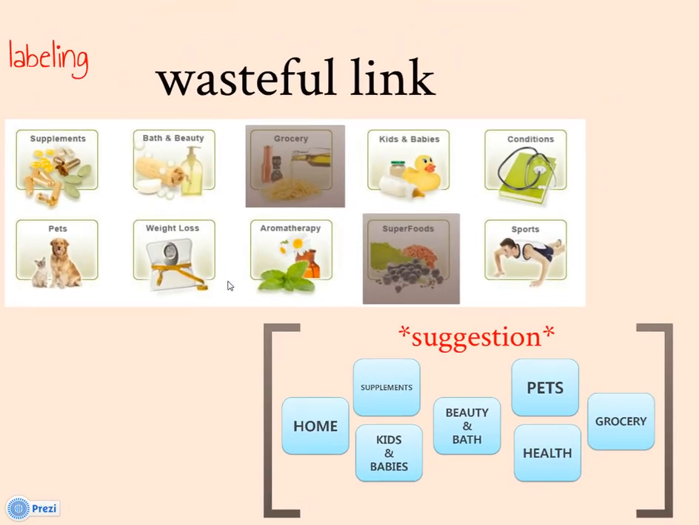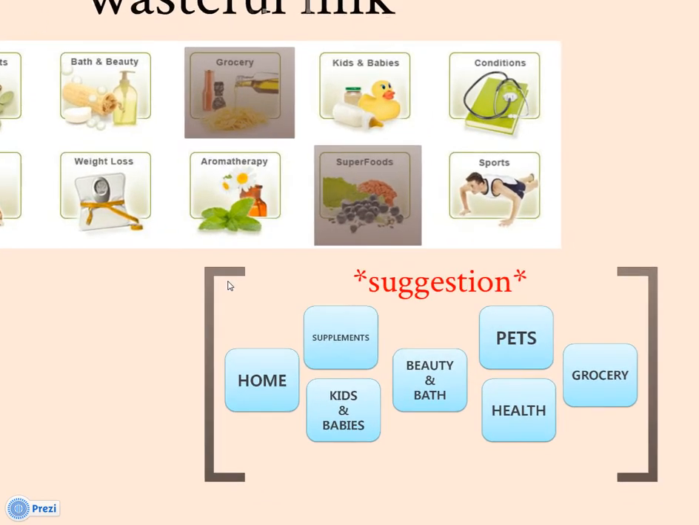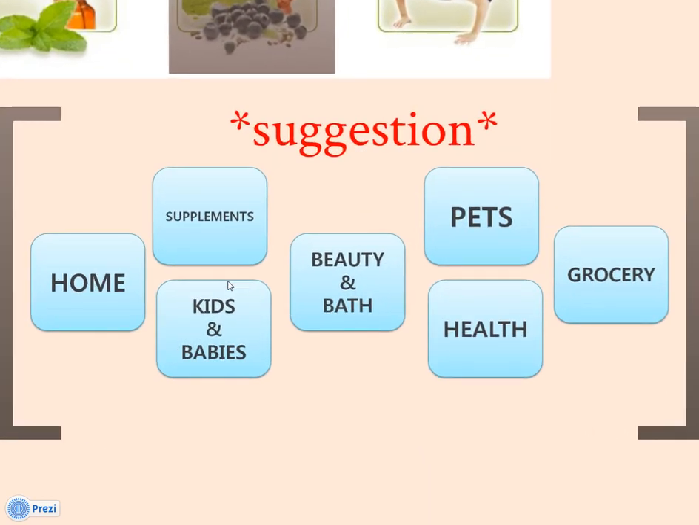Another example is superfood. This label describes a single link, which is wasteful. And that link, grocery, seems to be a place for all the food. Why is superfood used here? We suggest new heading labels. We took out the superfood heading and instead placed it under grocery. And we also combined conditions, weight loss, and sports into health.